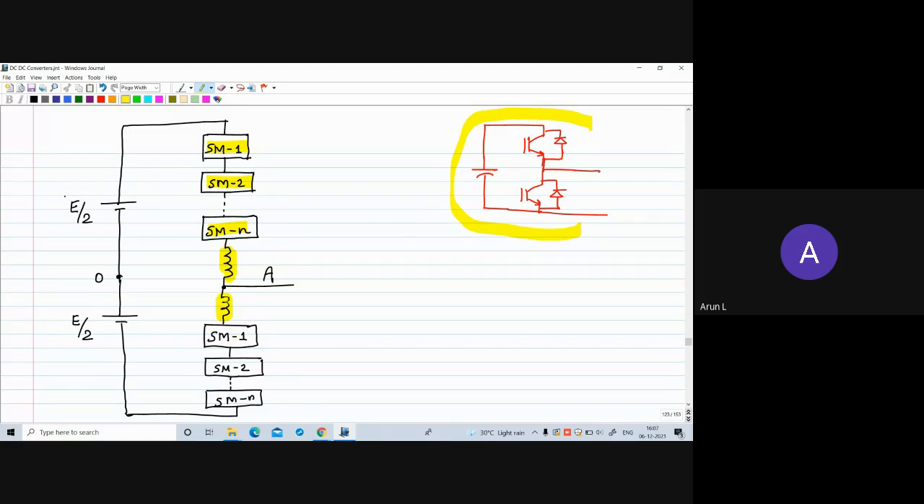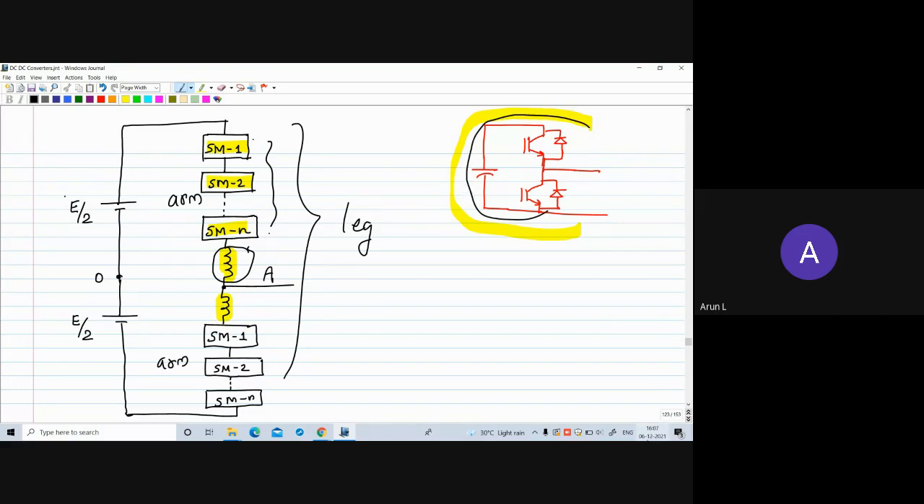So it has two arms. In each leg, it has two arms. So this complete thing is called a leg. In each leg, you have two arms. And in one arm, there is an arm inductance and a large number of submodules. And one submodule can be either a half bridge or a full bridge.